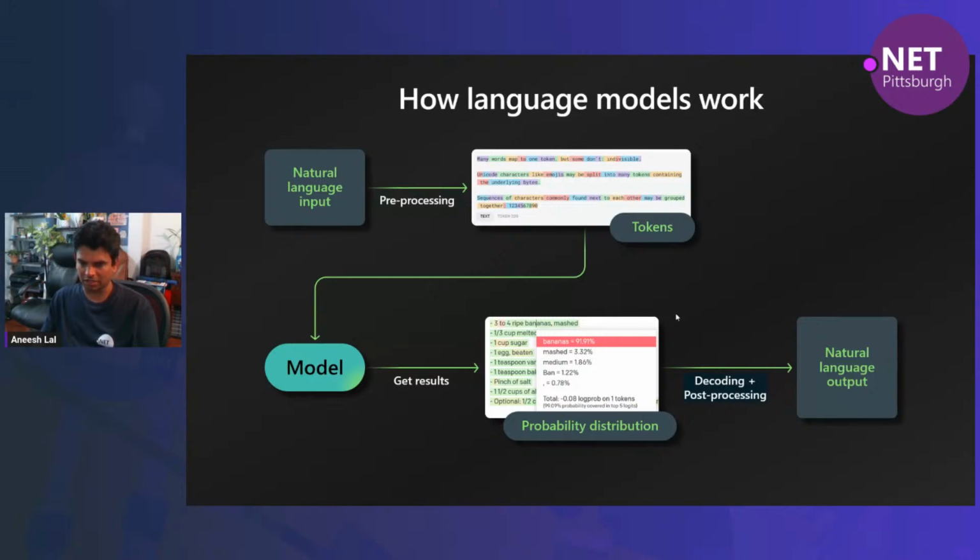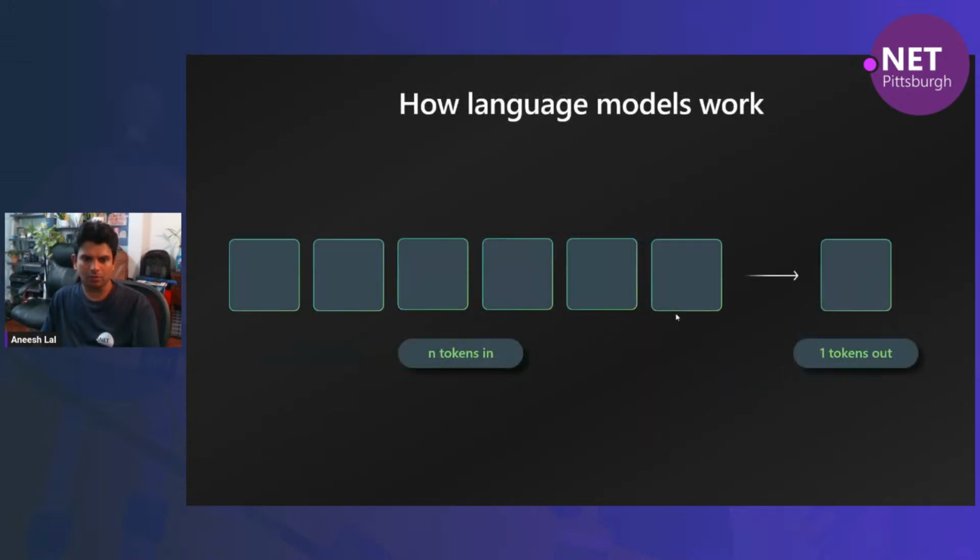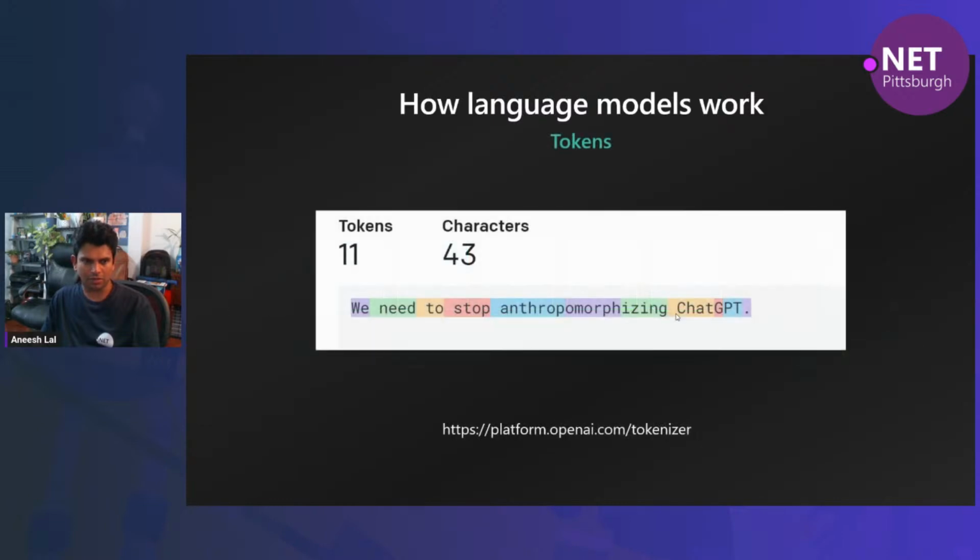We will talk about that in a moment. So now, yeah, this we talked about already. So if you take the sentence, "We need to stop anthropomorphizing ChatGPT," I think I pronounced that right, it has 11 tokens. You can see that "we need to stop" is all one token each, because the model already understands those words and counts them as one token.